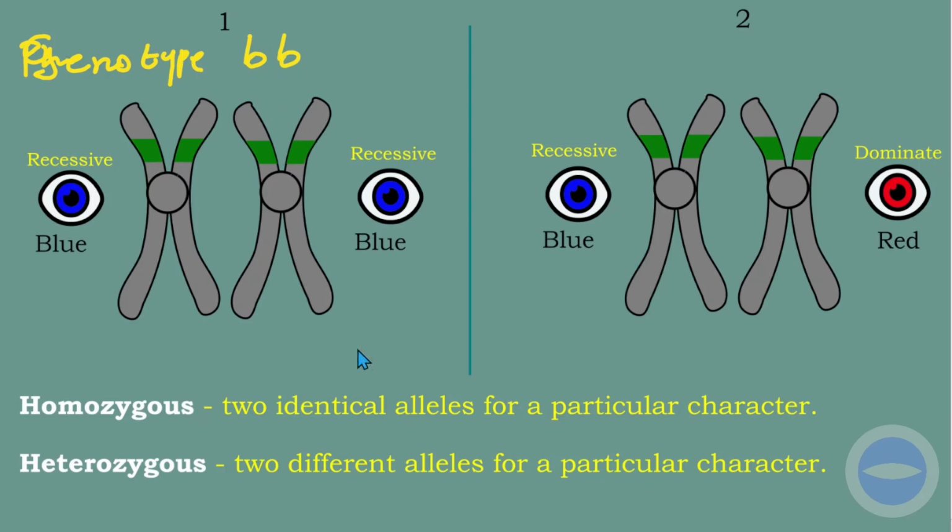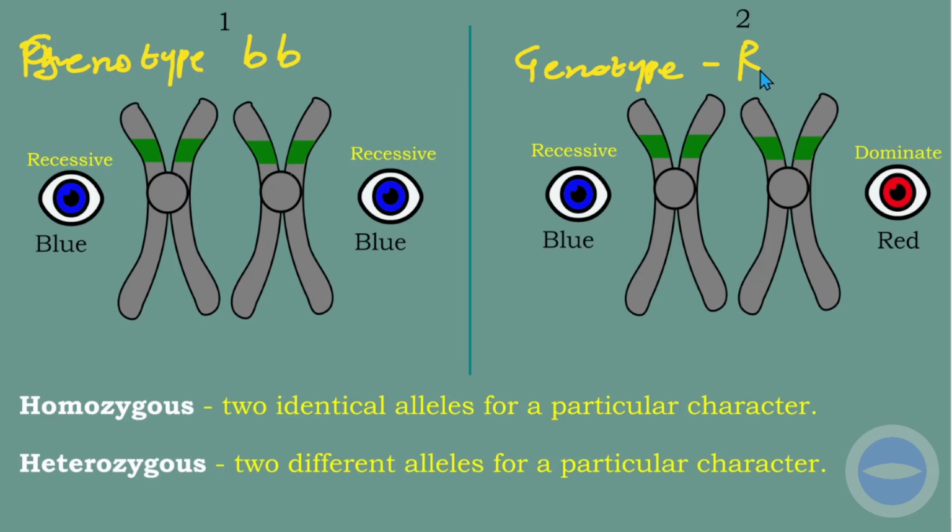So homozygous. And then in situation number 2, we have a recessive and a dominating allele. Here the genotype will be, what is dominating is red.